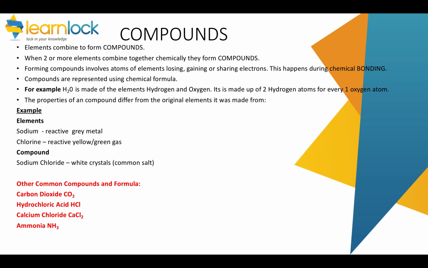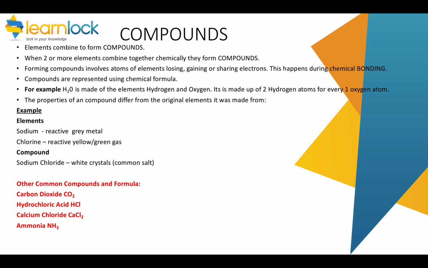When elements join together, they form compounds, and this happens when they join chemically, and that involves a chemical bond. We'll look at this in another tutorial, but it involves gaining or losing or sharing electrons. When we write compounds, we can use formulae. For example, water is H2O, which means a molecule of water has 2 hydrogen atoms for every 1 oxygen atom.